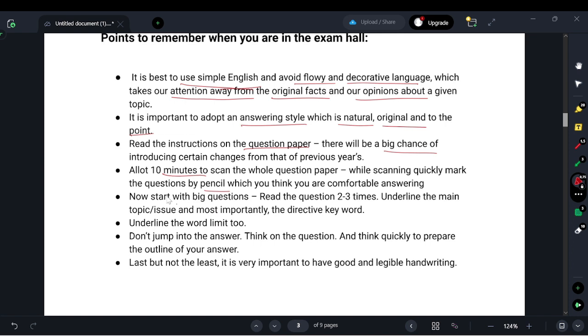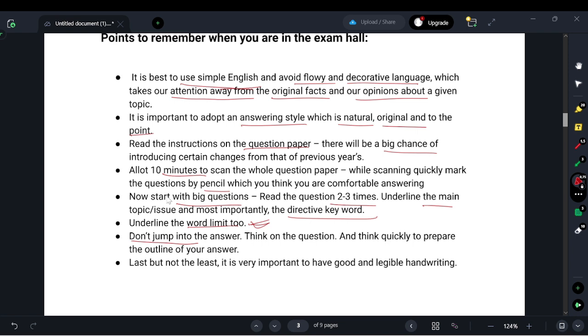Now start with a big question. Always try to start with a big question which has 15 marks or 10 marks weightage, and read the question 2-3 times, then underline the main topic, issue, or, most importantly, the keywords. You should underline those things. The word limit is also written there, so try to answer within the word limit only.